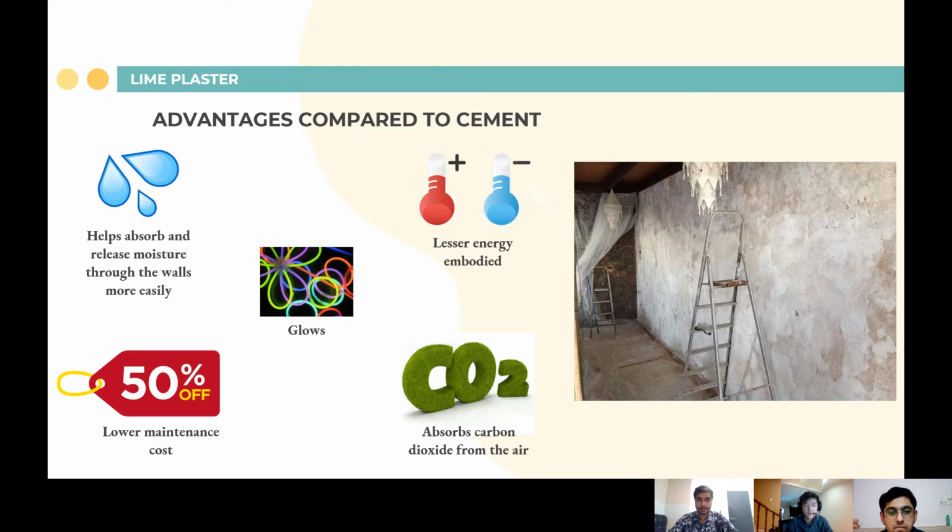Next. Once the walls are up, lime plaster could be used to coat them rather than using cement. Lime plaster is one of the greenest materials in the construction industry due to its purity. The advantages are that lime plaster helps absorb and release moisture through the walls more easily compared to concrete walls. Besides that, there is lesser energy embodied within the lime plaster coated walls, making the house more cooling on hot days. Lime plaster also glows due to the double refraction of light, which makes it more attractive at night.